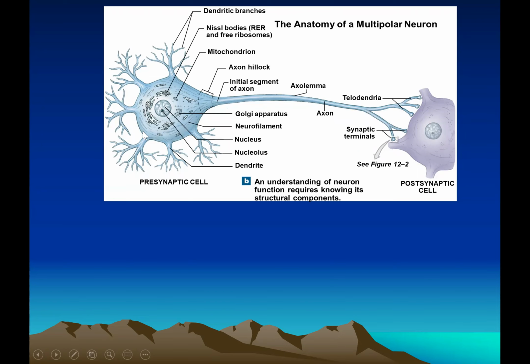So here in this picture, this neuron is communicating with another neuron. However, they are not touching. So this is where the synaptic cleft is, and the terminal is called synaptic terminal. So this is the anatomy of a multipolar neuron. And anatomy is very important for us to understand in order to understand the physiology of the neuron.